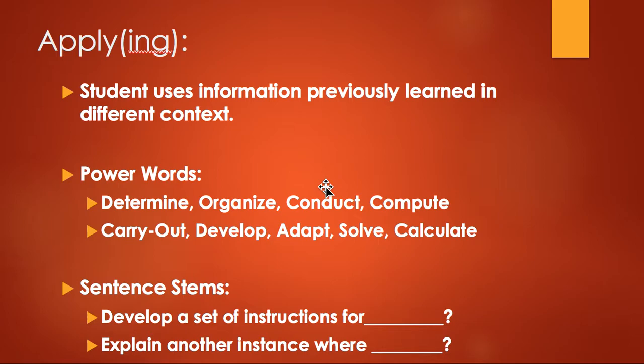All right, so the third level is applying. Now we know that you know the basic form of it, you can cite it, you understand it, but we want to know that you can apply or use it. So the student uses information previously learned in a different context. Determine, organize, conduct, compute, carry out, develop, adapt, solve, calculate. So: develop a set of instructions for using Bloom's taxonomy, or explain another instance where you might want to use higher levels of Bloom's taxonomy. How do they actually apply the information that's being given to them? Or write objectives using Bloom's taxonomy, like you're going to have to do for this course.